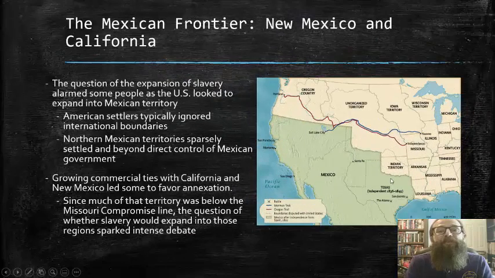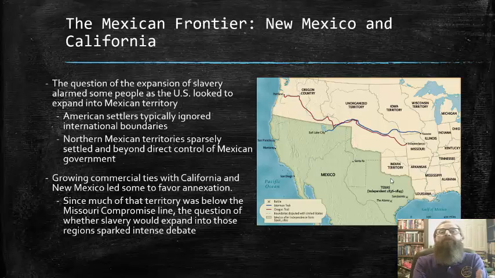The question of the expansion of slavery alarmed some people as the U.S. began to look to expand into what was then Mexican territory. Much of that Mexican territory was below the old Missouri Compromise line. So if any of that territory was acquired, then technically, under the agreement that existed at the time, slavery could expand westward along those guidelines.